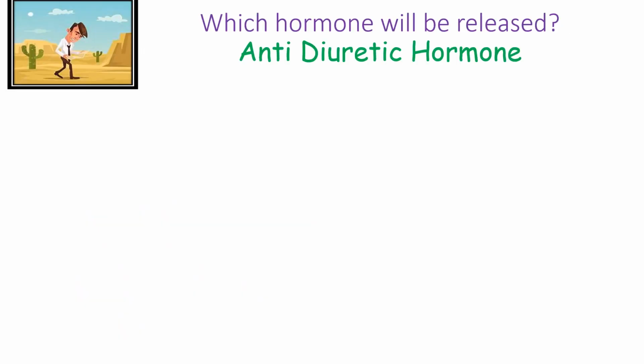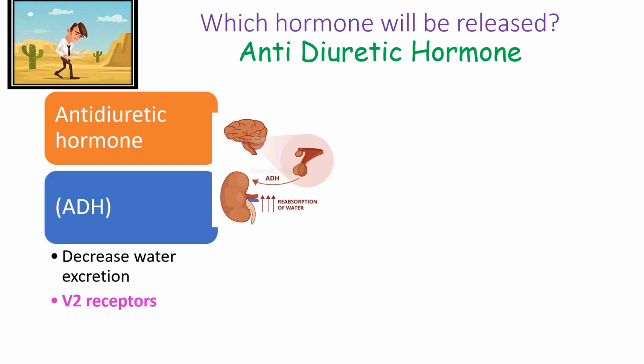So which hormone will be released? It will be the antidiuretic hormone. The antidiuretic hormone, as we know, is also known by the name of ADH, and it decreases the excretion of water and thereby brings about the conservation of water. This is done by the V2 receptors, which are located in the collecting duct and the principal cells.